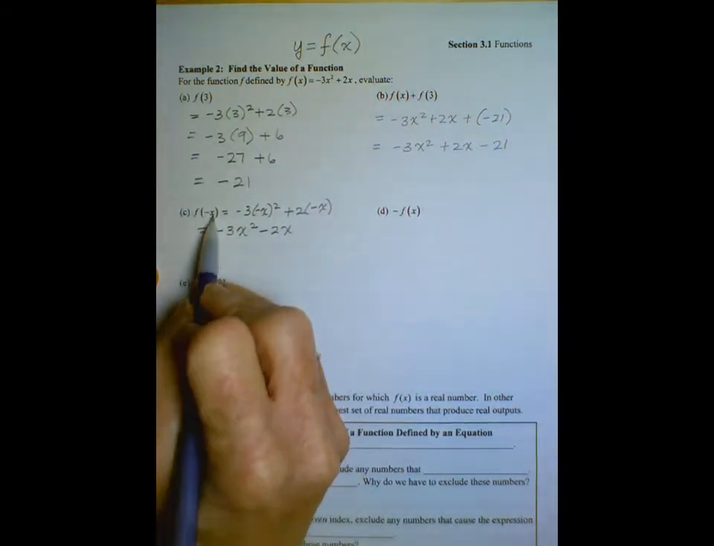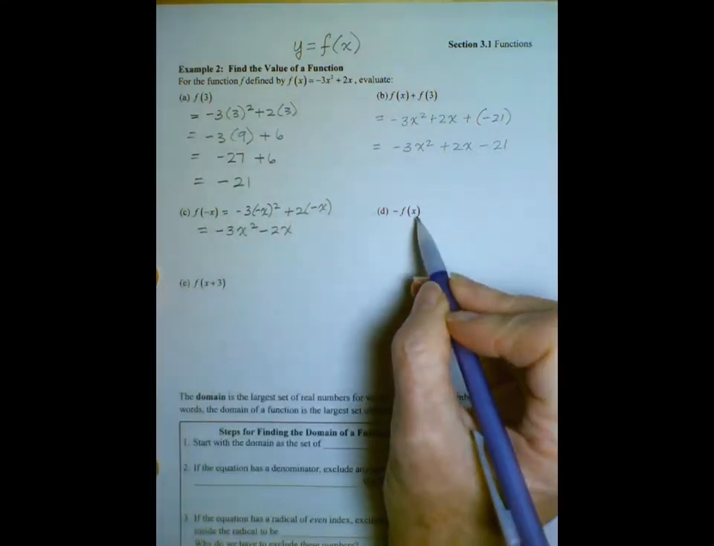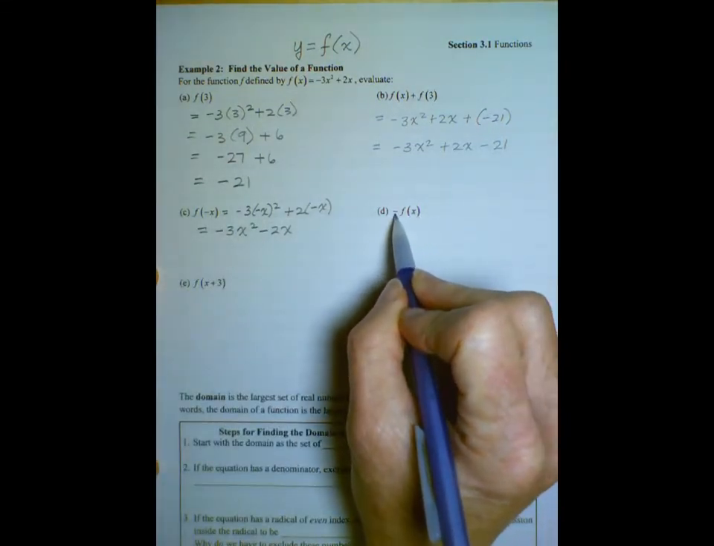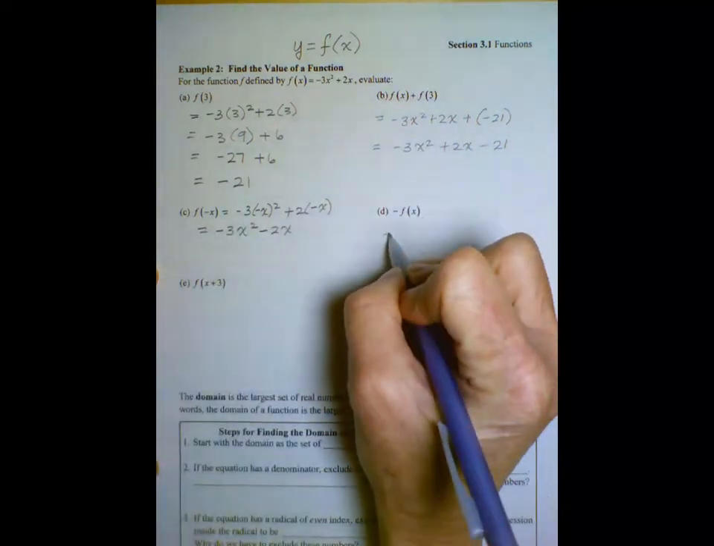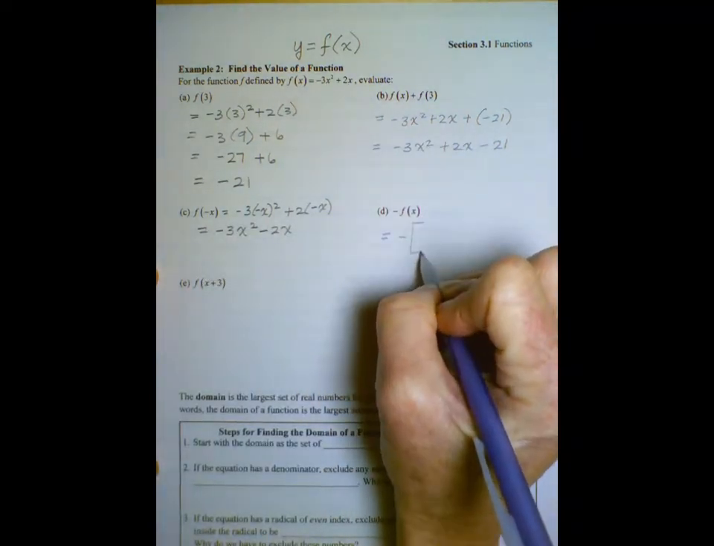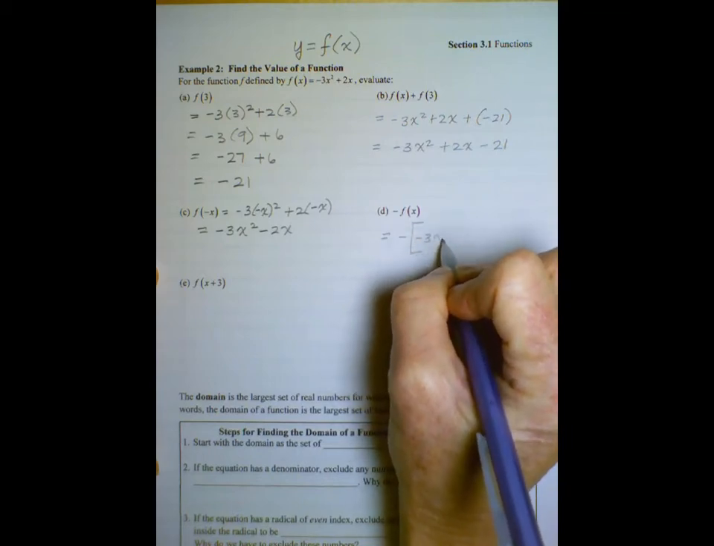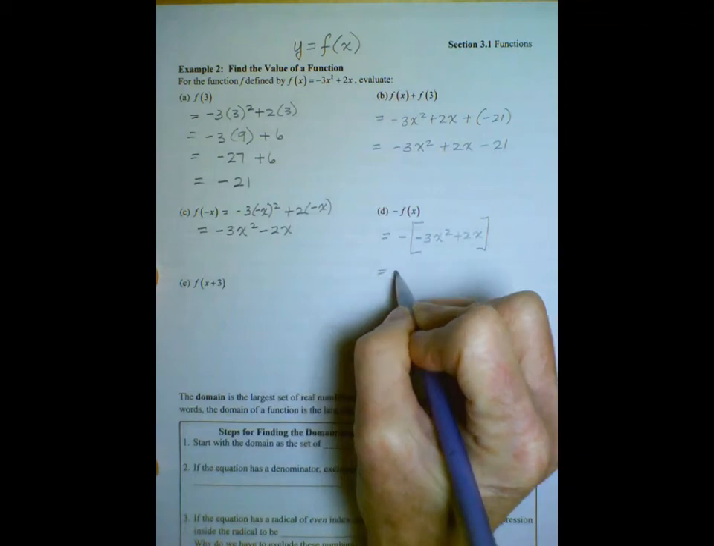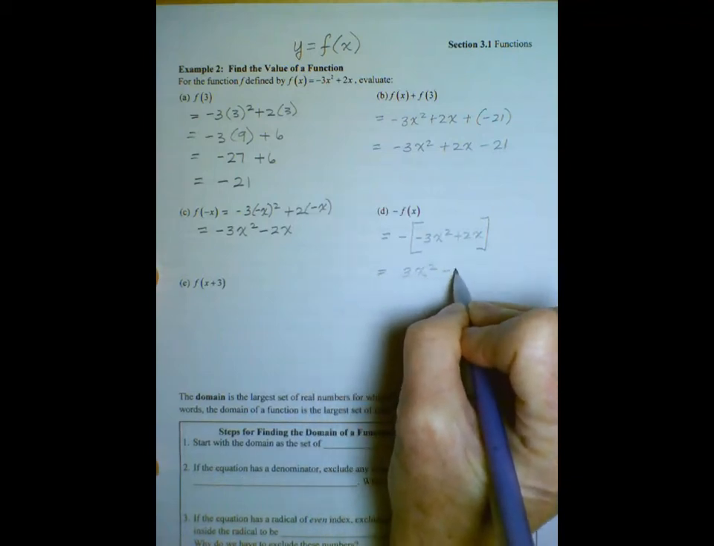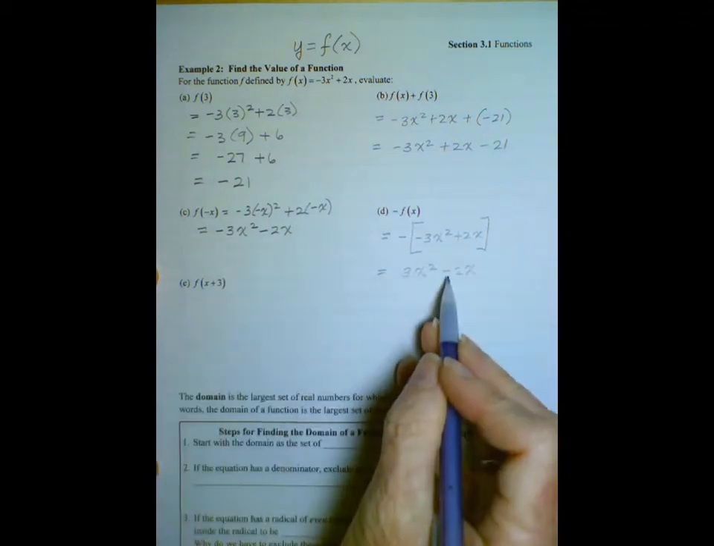All right, so this one we substituted in negative x. This time we're going to substitute in x and then apply the negative. These are different, okay? So this means the opposite of f of x. What's f of x? Negative 3x squared plus 2x. So now I distribute that negative, and notice we do not get the same thing here, right?